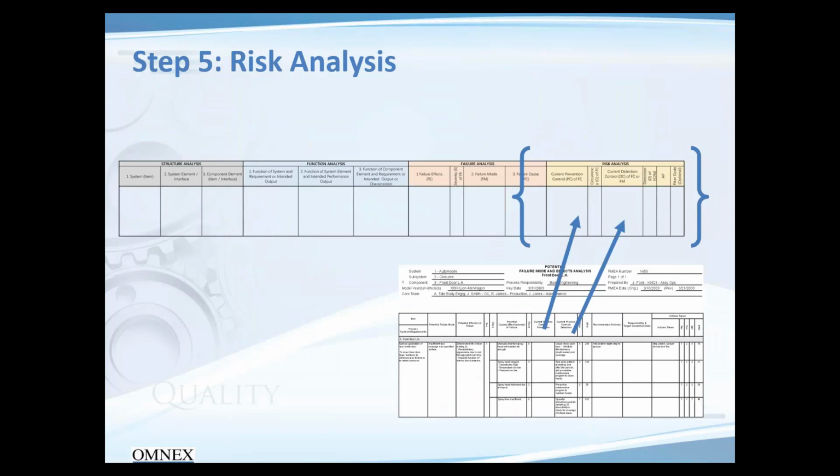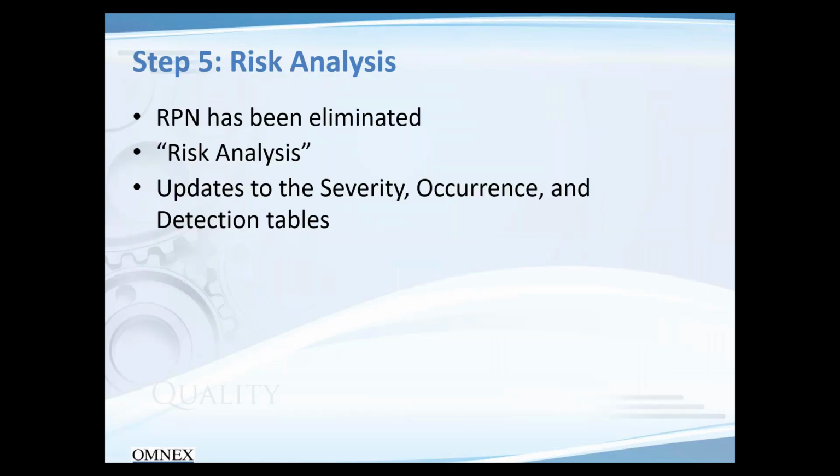So then the area which would be called the risk analysis gets us into what are the different causes and what's our ranking. So in step 5, the risk analysis, RPN's been eliminated by risk analysis, and there have been updates to the severity, occurrence, and detection tables, which we don't have a lot of time to actually go through, but there's been some tweaking to those documents.